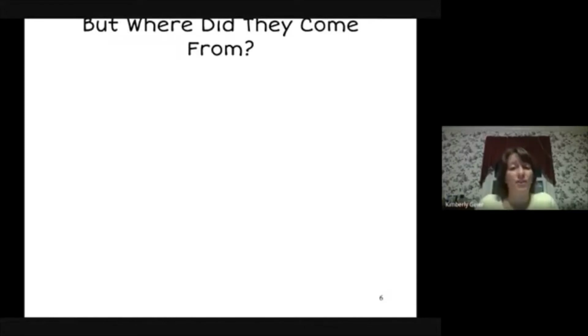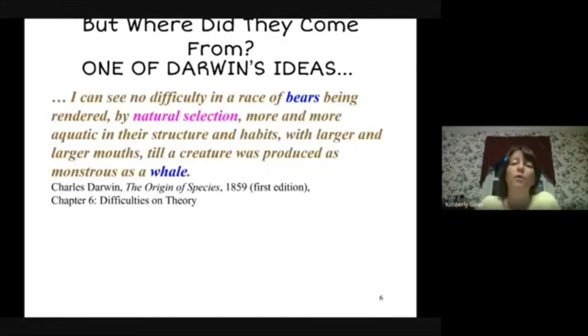So how do we get these? Where did whales come from? Now, Darwin even had some ideas about this. In the first edition of his book, The Origin of Species, there's a quote that says, "I can see no difficulty in a race of bears being rendered by natural selection more and more aquatic in their structure and habits, with larger and larger mouths, till a creature was produced as monstrous as a whale."